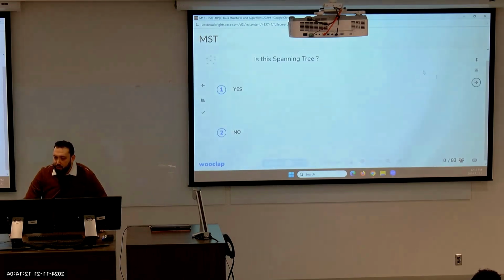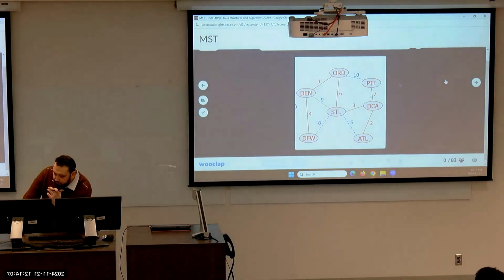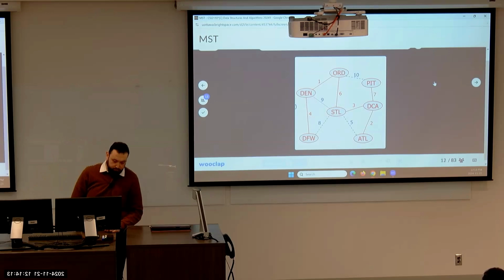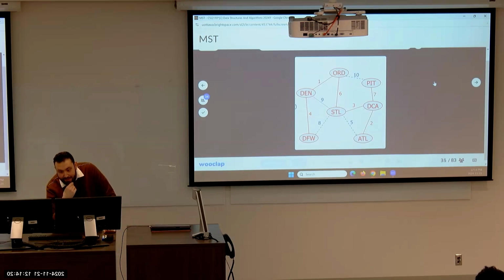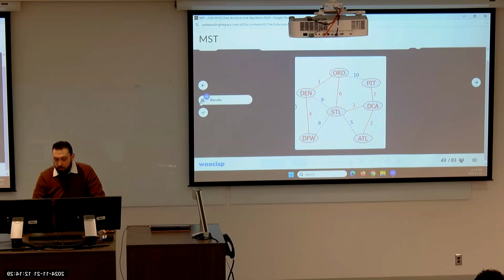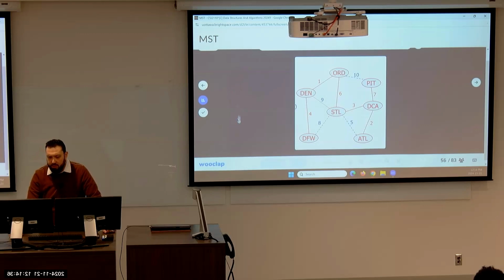Okay, so let's start. Is this a spanning tree? Is this a spanning tree, guys? Let's try to get everyone to participate. 50-50 so far. Okay, we'll start with yes.